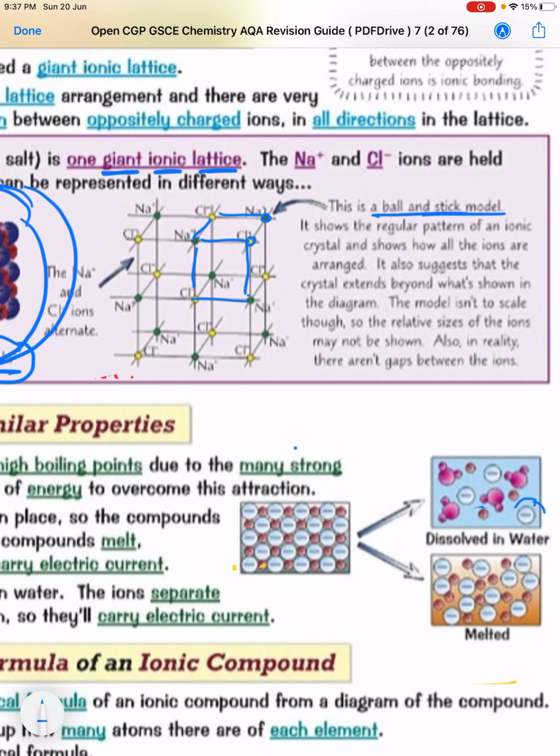This model is not really showing the reality between the positive and the negative. It's just for us to understand how it works, but in reality there are no gaps between the positive and the negative ions. They're actually sticking together. But this is the best model if you want to show students in middle school and high school how to represent ionic bonding. The ball and stick model would be easier for them to understand.